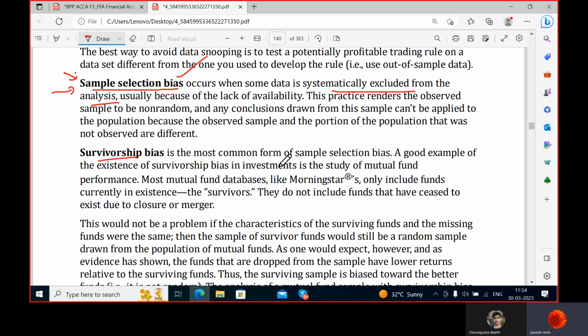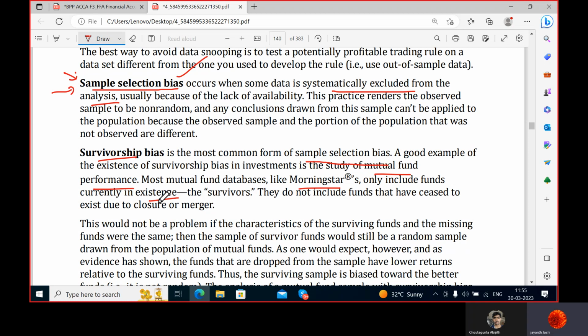Survivorship bias is the most common form of sample selection bias. A good example of the existence of survivorship bias in investment is the study of mutual fund performance. See, very important. Most mutual fund databases like Morningstar only include funds currently in existence. Whenever you take a mutual fund or a SIP plan, they only show what is giving good results. They don't show those which are not giving good results. Am I right? Which long time back has become history.